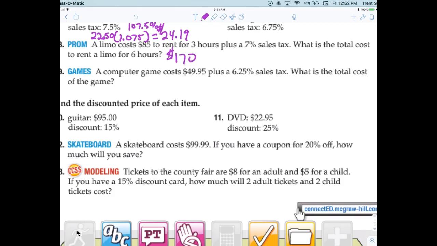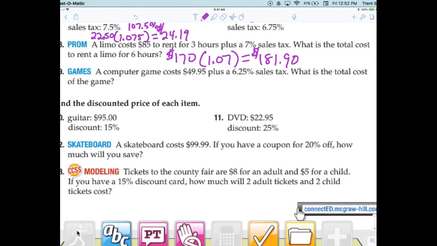Then I have to multiply it by 1.07. So your final bill is going to be $181.90. Is that right? Yeah. All right. Super important day, guys.